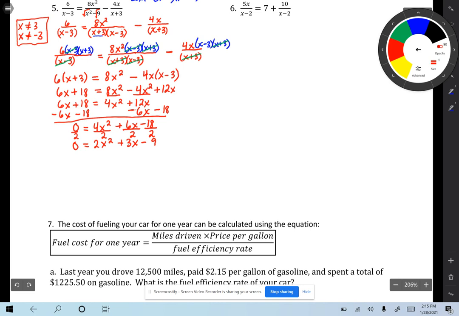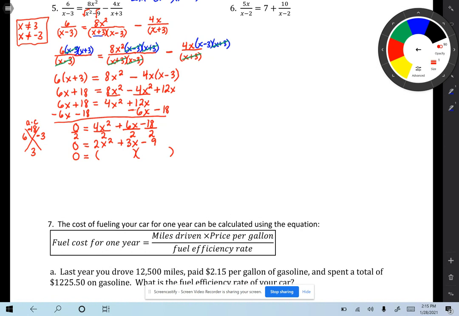All right, we are ready to make an x factor chart. b is 3. a times c, this time I am going to write a times c, is 2 times negative 9, which is negative 18. And then two numbers that multiply give you negative 18, added give you 3, is 6 and negative 3. So that factors into, be really careful here. You guys should remember this.